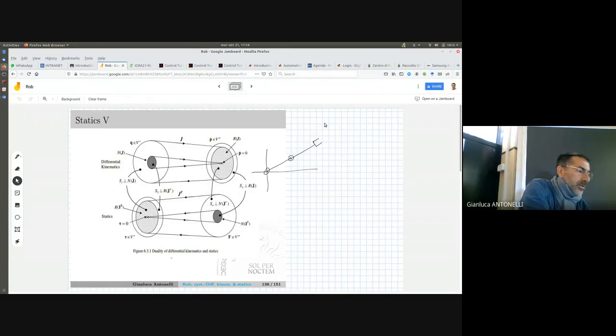Why? Because we know that in this configuration, I can produce linear velocities that are tangent to the circle that is composed by the two links, because this angle here is zero. So this is basically the radius of a circle, and I know that this is the velocity that I can provide with a certain q dot. So basically, this is the range of J.